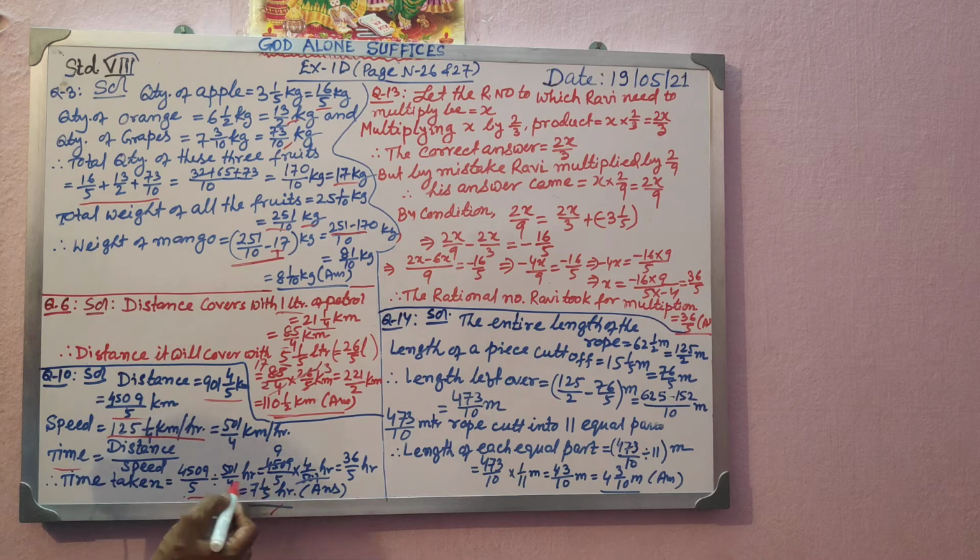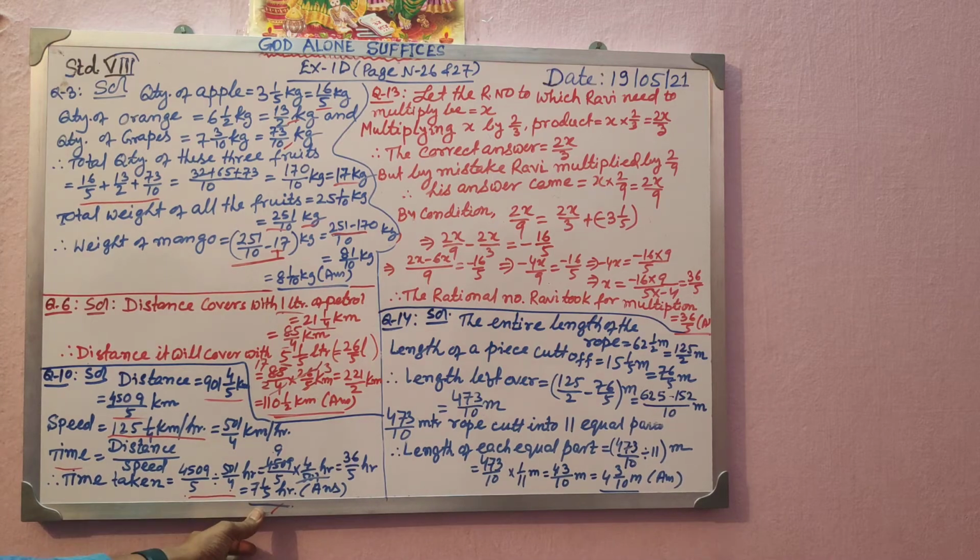So 4509 by 5 into 4 by 501. You cancel 501, 9 times is 4509. Very nice. And then on top it will be 9 into 4, that is 36, and the denominator will be 5. 36 by 5 hour. So 36 by 5 hour is equal to 7 whole 1 by 5 hour. The time it will take is 7 whole 1 by 5 hour.